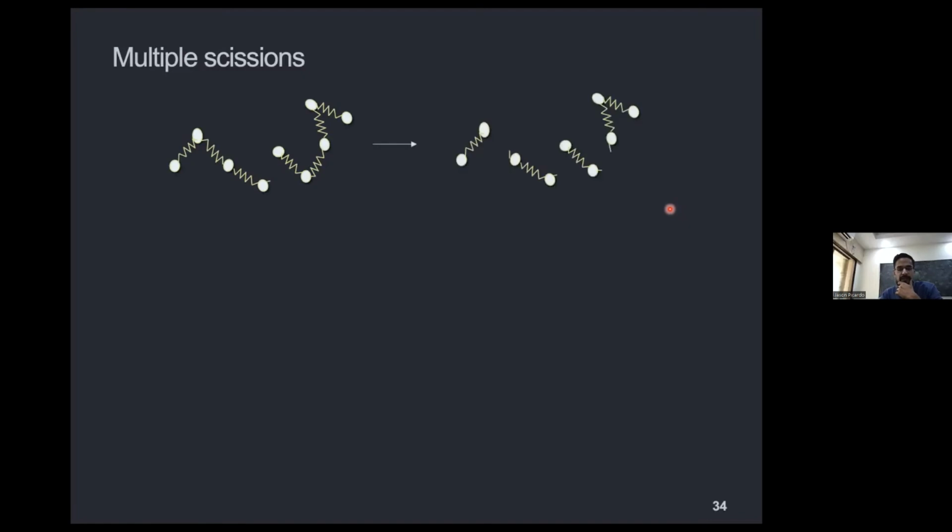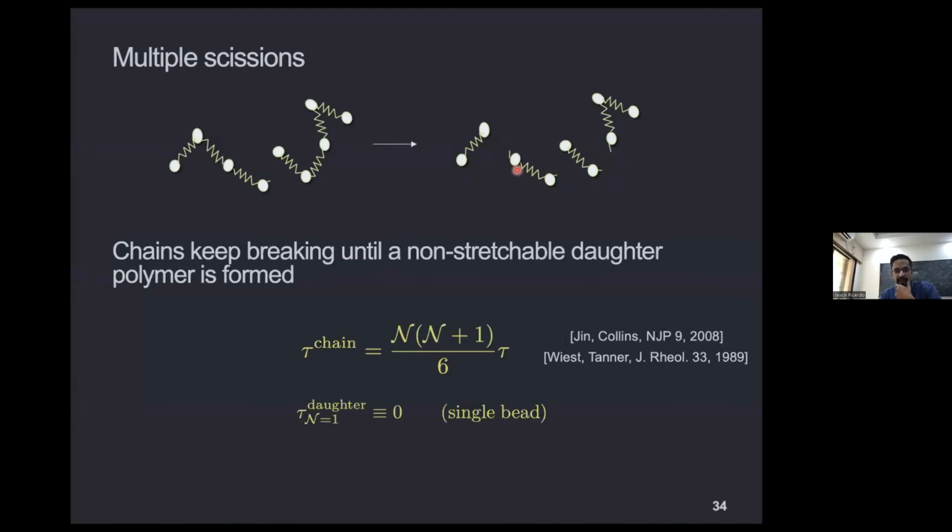Okay, so let's look at multiple scissions. This is what we want to do after the first breakup: try to track subsequent breakups. Now this is where I wanted to discuss this mapping in some detail. As I said, this is a mapping that allows us to relate the relaxation time tau of an individual spring in the chain to the longest effective relaxation time of the entire chain as one object. And here n is the number of beads.